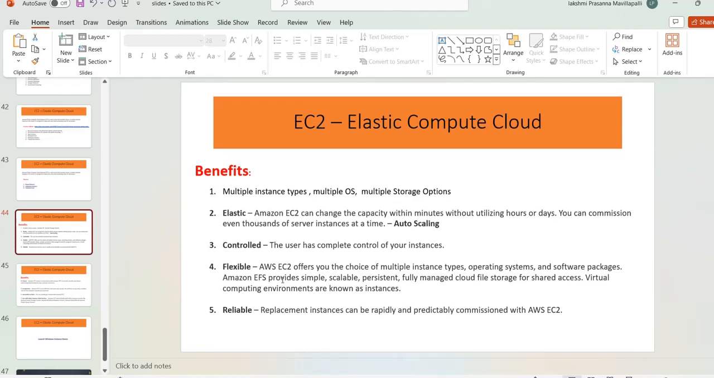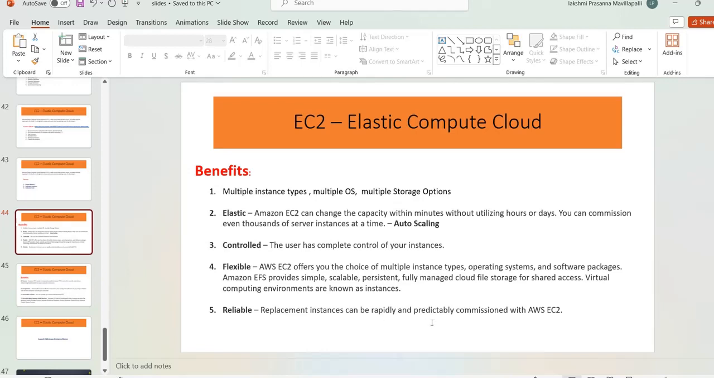Everything is your choice. You finalize the list of requirements, and everything is available in AWS. You can create these virtual machines within minutes with your requirements. So most of the requirements will be covered. It has a lot of options. We will be seeing the options while creating the EC2 instance. So it is flexible. Anyone can use it, and it is reliable also.